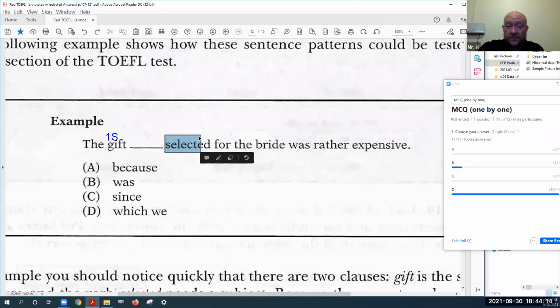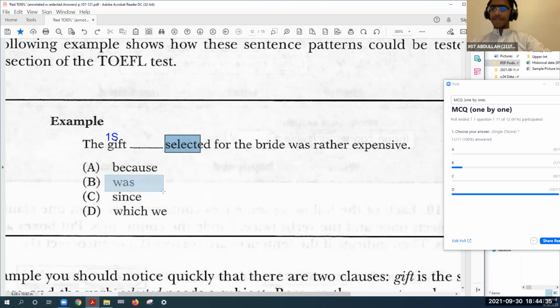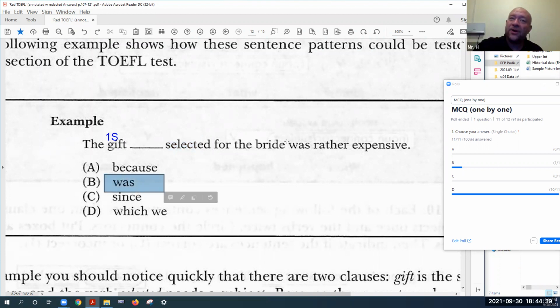Do you know the meaning? What does it mean? It's just choose. Selected. Yes. Choose. So did the gift choose something? You want beta because it's a passive. Yeah. Okay. All right, but what about this?